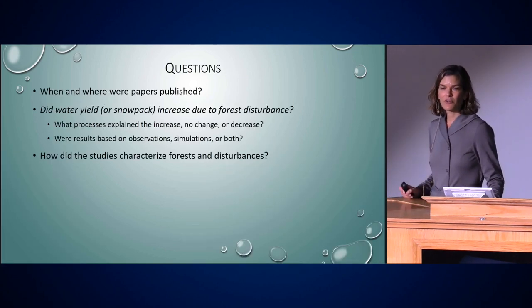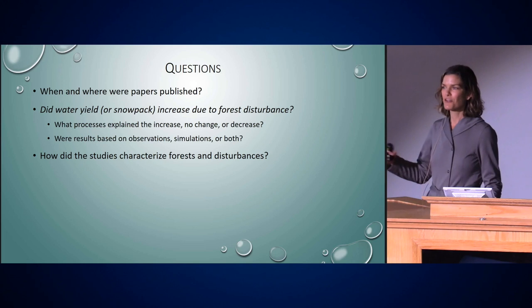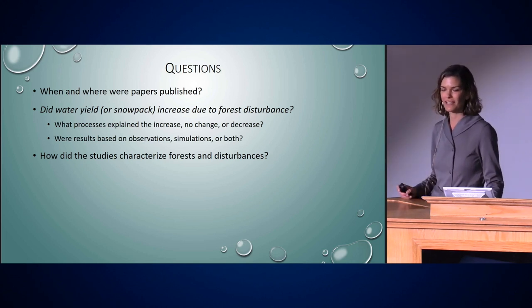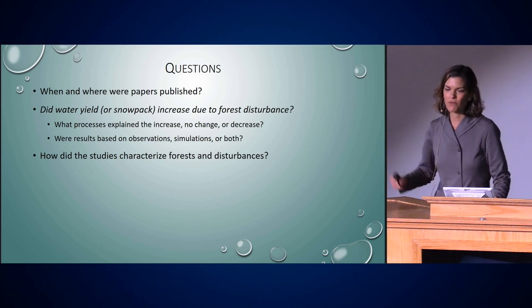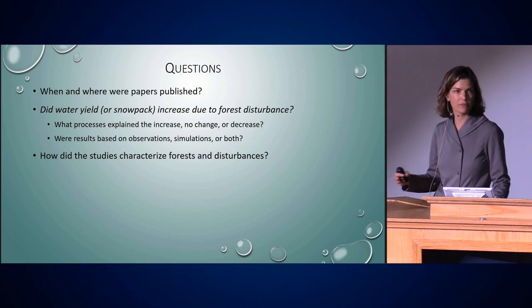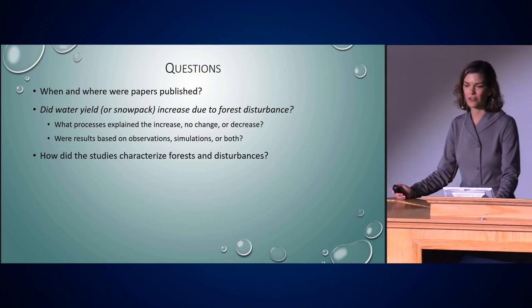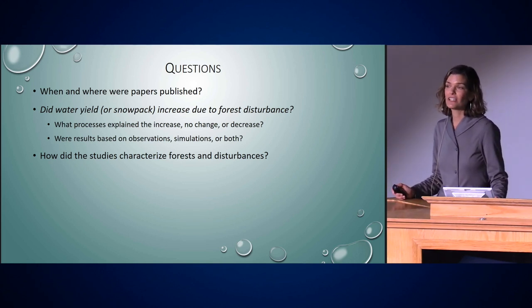I asked these main questions of each paper. First, when and where was the paper published? I thought there might be a difference just based on when the tree mortality occurred and when people started realizing that the predominant paradigm wasn't being observed. Then I also asked the main question, did water yield increase following forest disturbance? Not every paper directly measured water yield or stream flow. A lot of them looked at snowpack, so snow accumulation and retention, because that's one of the main ways of predicting any season's stream flow. And then finally, I asked, how did these studies characterize forests and disturbance?